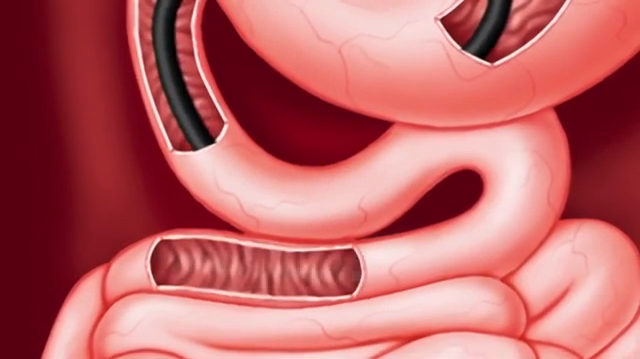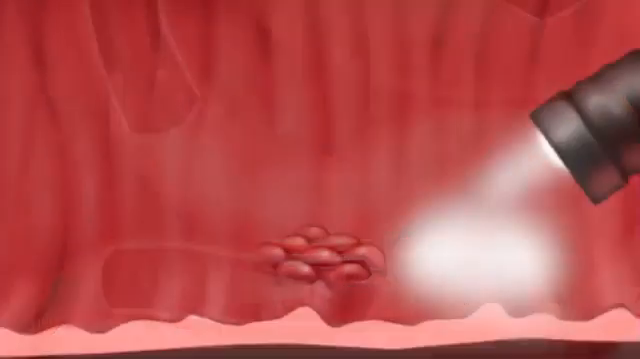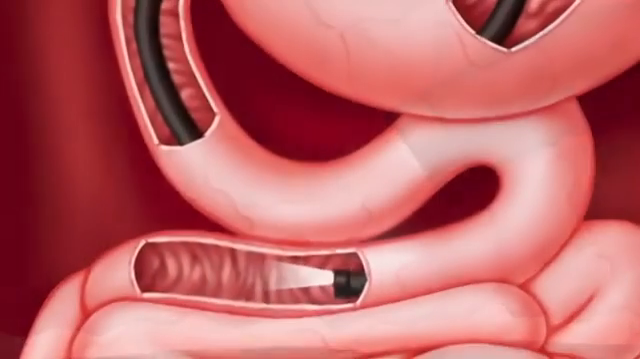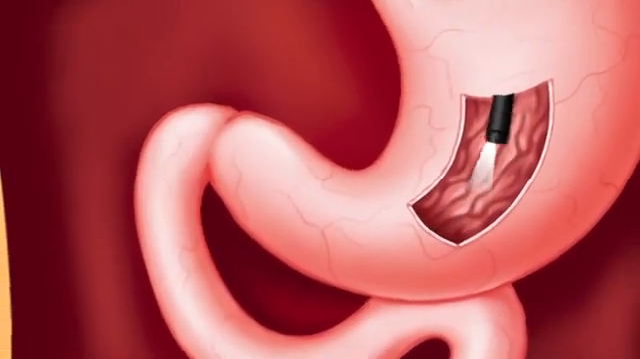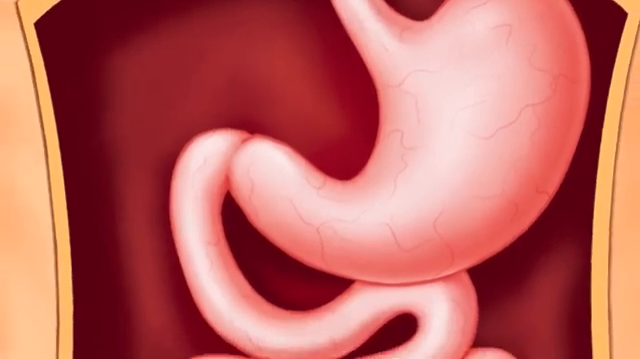The walls of the upper digestive tract are carefully inspected. Small lesions may be removed for testing. After all of these surfaces have been examined, biopsies and necessary treatments completed, the scope is withdrawn.